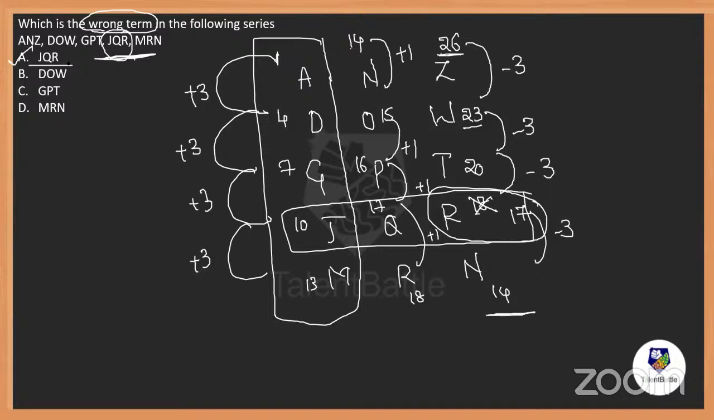The wrong term is the one that does not follow the logic, and that is what you are supposed to eliminate. It is supposed to be minus 3, which means it is supposed to be 17. That means this is the wrong one. So option A is the correct answer. Option A. Are we clear? Did you all understand how we got the answer?